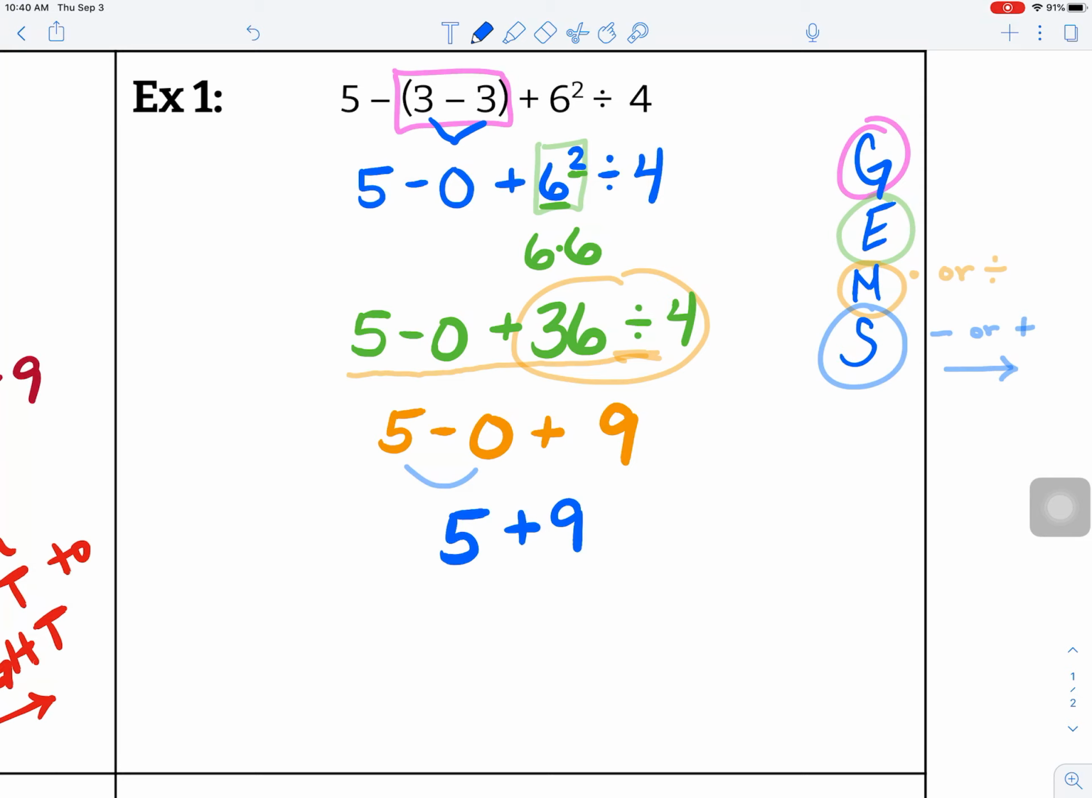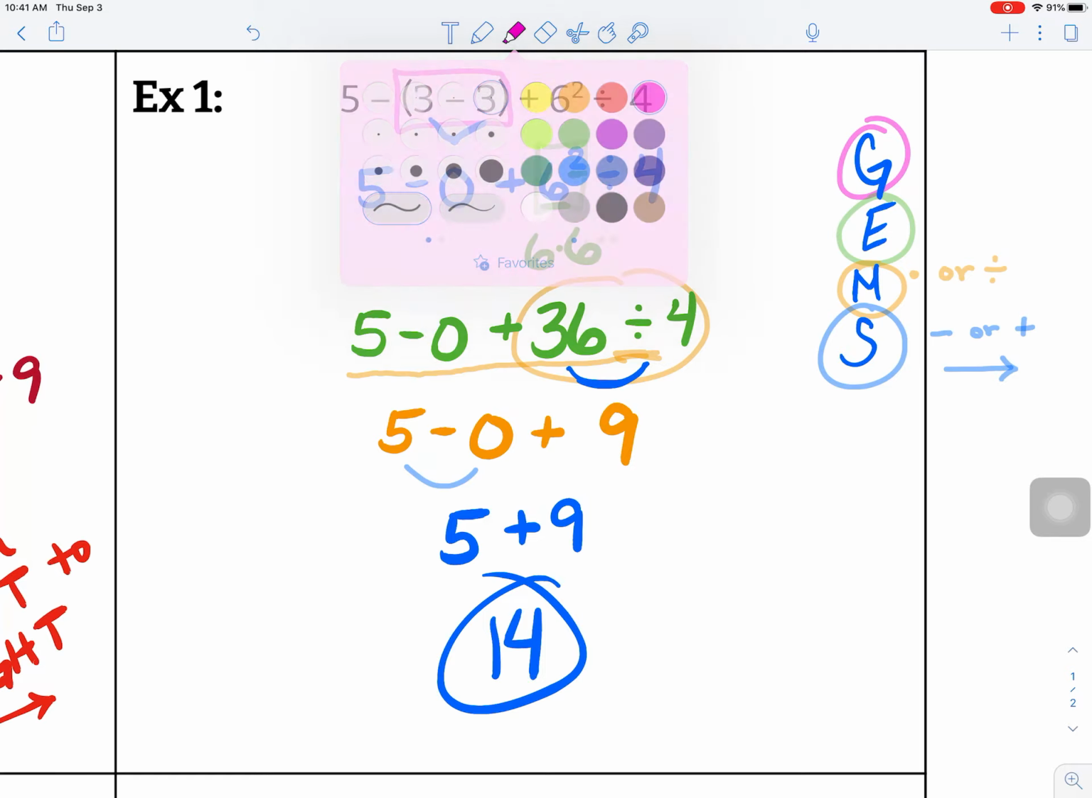Now I am taking my last step, plus 9, 14. One thing to note is Ms. Powers is a math teacher. I do math in my head all the time. You are absolutely allowed to use a calculator during this unit. So if you didn't love this 36 divided by 4 part, how quickly I did that, fine. Type it into a calculator, totally fine.